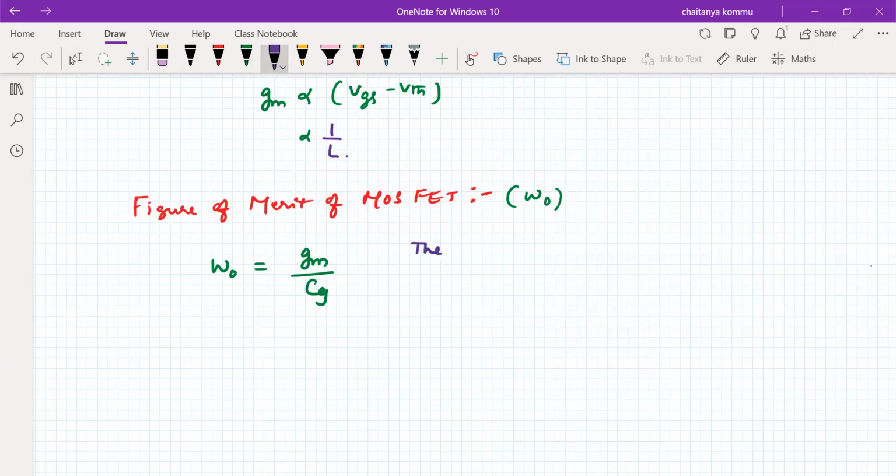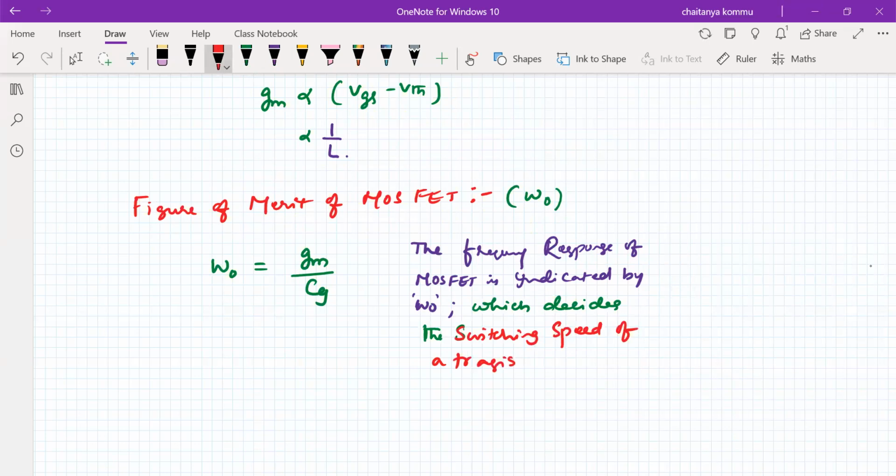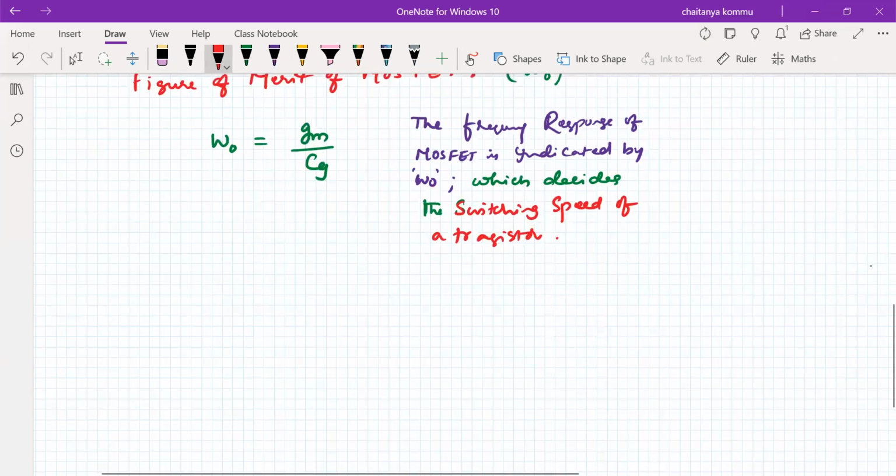So, a small statement here: the frequency response of a MOSFET is indicated by omega naught, which decides the switching speed of a transistor. As simple as that.